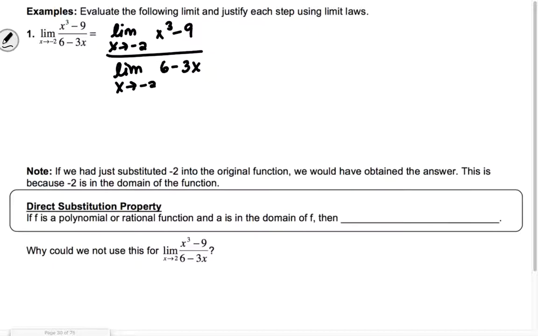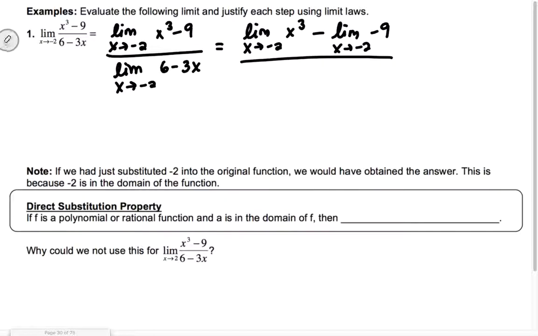All right, and this is like the sum of two functions, so we could bring the limit into both pieces. So we could say, oh, well, this is the limit as x goes to -2 of x cubed minus the limit as x goes to -2 of 9. Do you guys see how annoying this is?